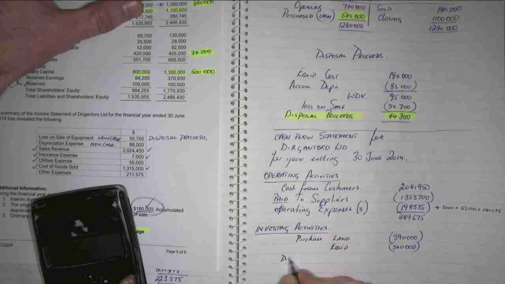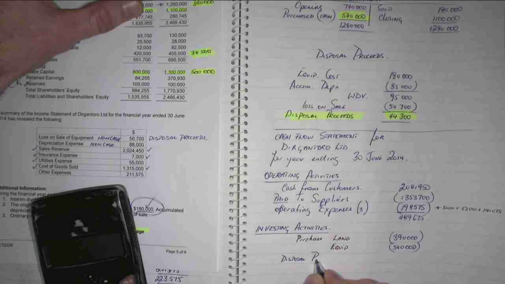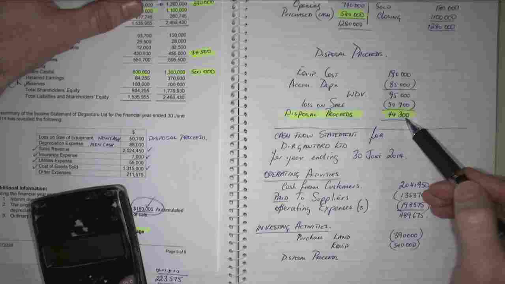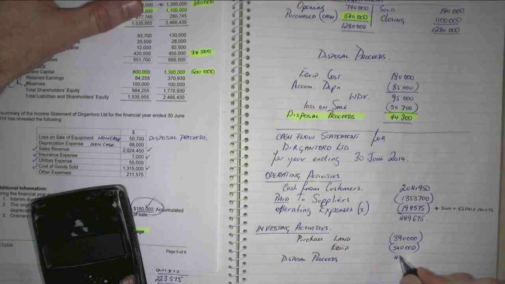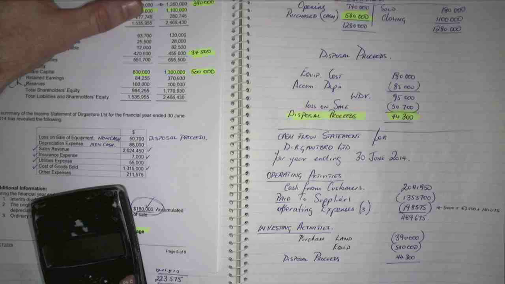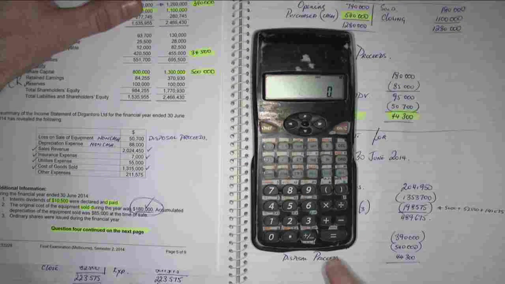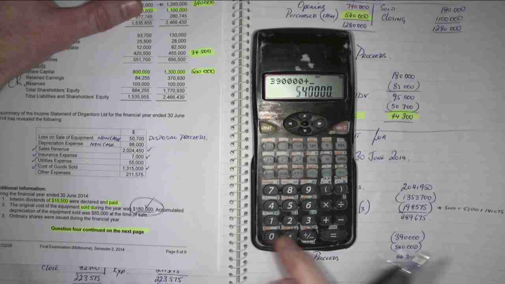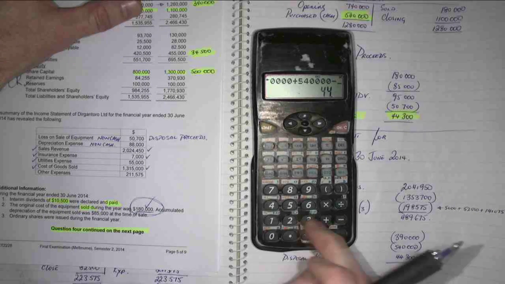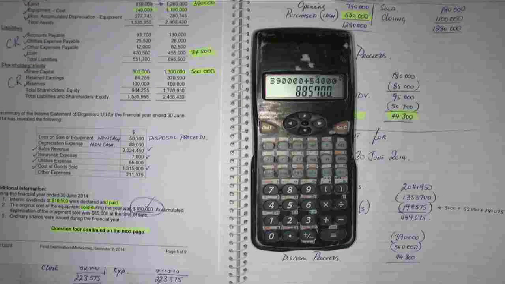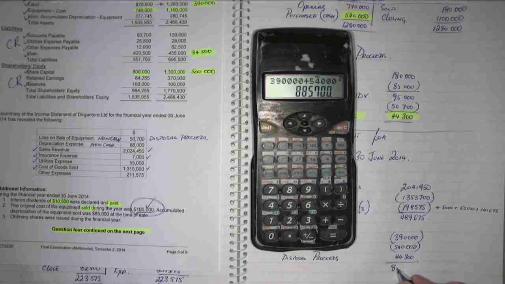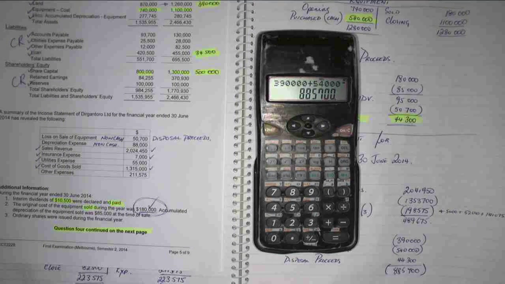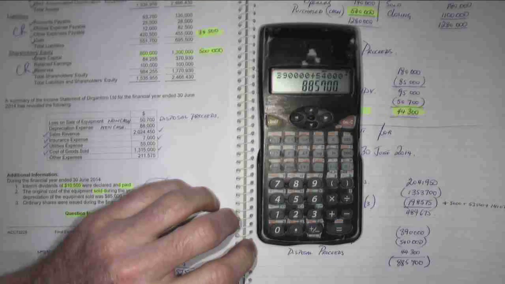And disposal proceeds. My disposal proceeds is 44,300. And that's an inflow. 390 plus 540 less 44, 885,700. Now that's an outflow, so I'm going to bracket that. Alright, might run out of page here.